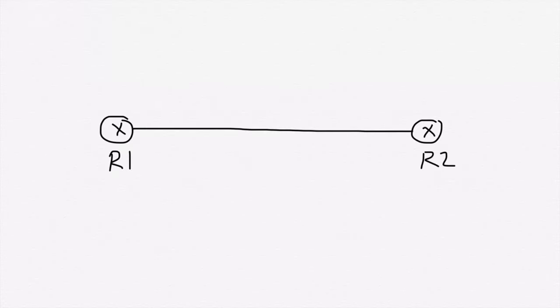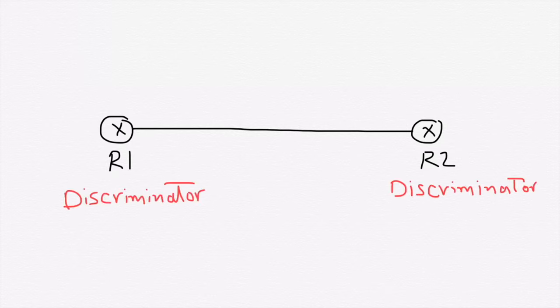To establish a BFD session between R1 and R2, each device must have a value to distinguish the BFD session. This value is called a discriminator. The discriminator value each device owns is called the local discriminator. At R1, the discriminator value of R2 is called the remote discriminator. The same applies to R2: it has a local discriminator value, and the discriminator value of R1 with respect to R2 is the remote discriminator. The BFD session configuration can be done statically or dynamically.